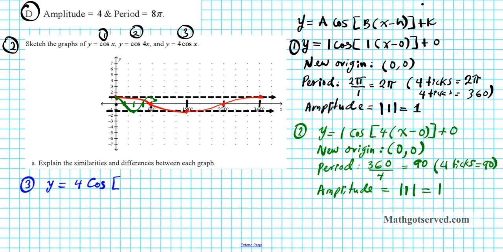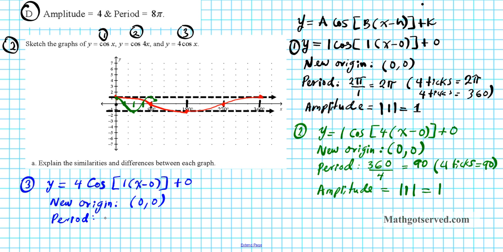The coefficient of x is 1, x minus 0, plus 0, because nothing is being added or subtracted to the x, and nothing is being added to this whole term right here. Now let's find our new origin. New origin is 0, 0. Opposite of the number next to x is the x coordinate, and then the other number is the y coordinate.